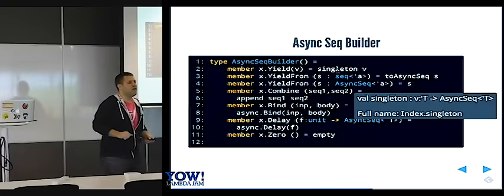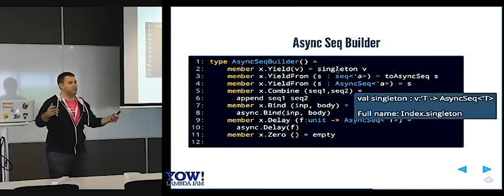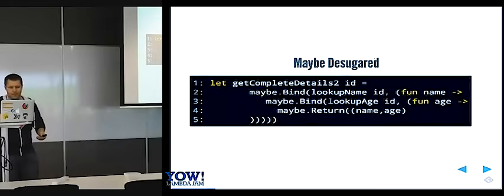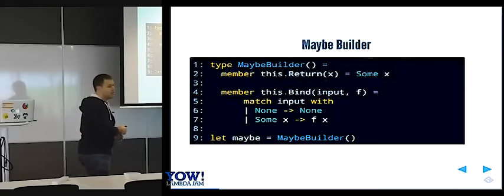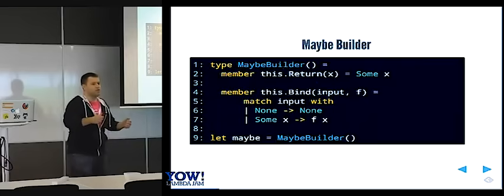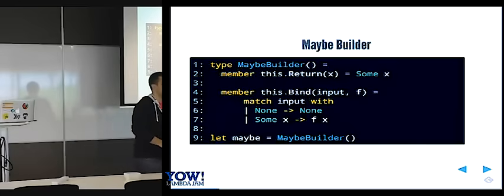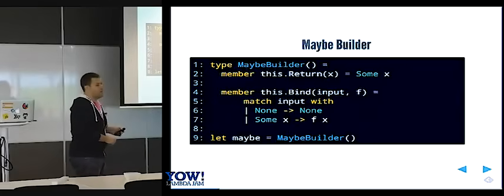Yes, Len? Oh, sorry, the builder is just the object behind the value. So maybe is the name of the computation expression. It's the value that all of those calls get mapped to. The builder is just the implementation of that object. But there's nothing special about the name builder. Basically, it's just that it will call methods on whatever object that is.